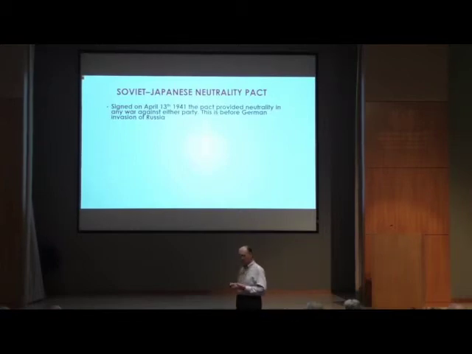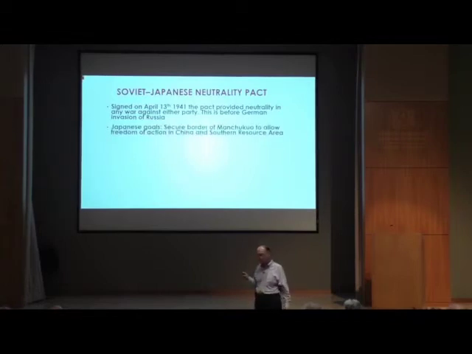Well, after Khalkhin Gol, don't you find it interesting that now we're going to have a Soviet-Japanese neutrality pact? And this is right before the German invasion of Russia. So the Japanese goal is, we don't want to fight the Russians, they're tough, and they want freedom of action, and they want to take the southern resource area. The southern resource area would be French Indochina, Malaysia, Burma, into India, but particularly the Dutch East Indies, which are rich in oil. Indonesia today.